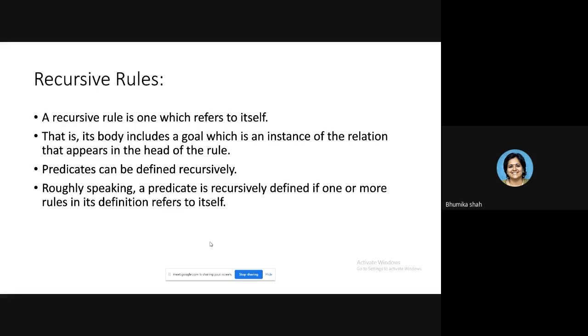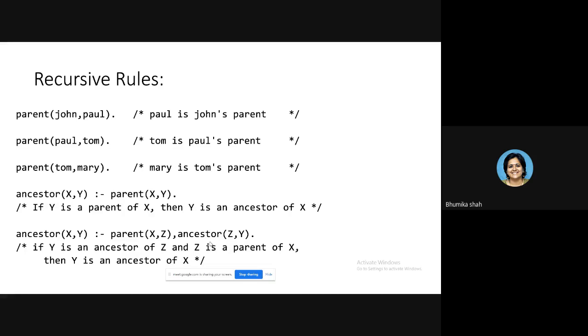That is, its body contains a goal which is an instance of the relation that appears in the head of the rule. Okay, so we'll see with an example, it will be clearer than reading the theory. So let me write the recursive rule once again with the same parent relationship. Now see what is called ancestor. If I say ancestor(X, Y), what I mean is X is higher than Y in the hierarchy at some level. X can be parent of Y, or X can be grandparent of Y.